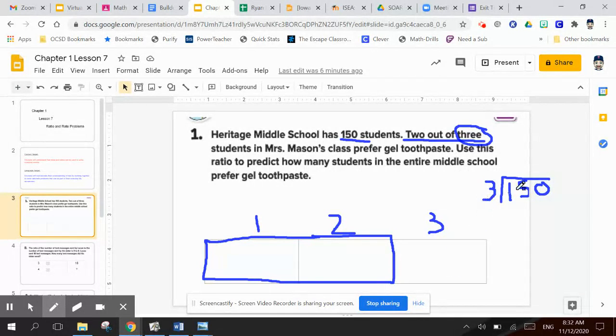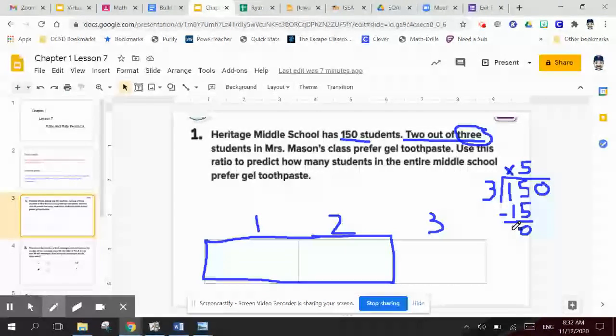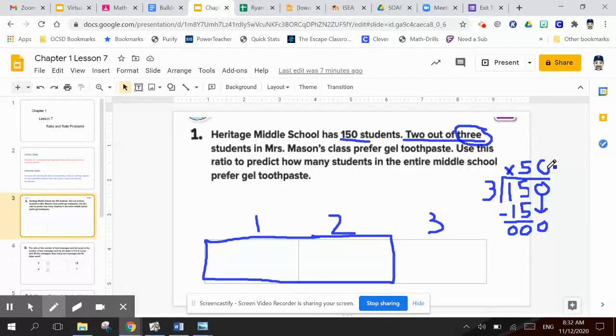So when I divide by 3, 3 does not go into 1 evenly. So I look at 15. 3 goes into 15 5 times. 5 times 3 is 15. I subtract. I get 0. I bring down the last 0. And I know 3 goes into 0 0 times. So therefore, we're done. We have 50 for each box.